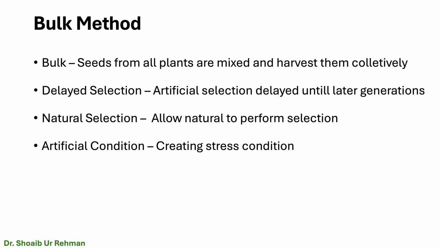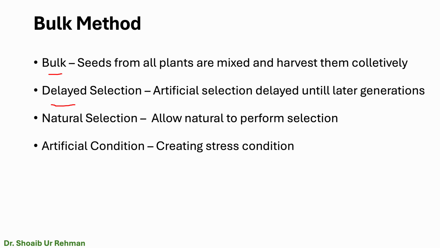To understand the detailed concept of the bulk method, let's divide it into different terminologies. The first one is the bulk, which means harvesting all the seeds from all plants of one generation and using those seeds to grow the subsequent generation. The second one is delayed selection. Basically, the bulk method is divided into two major categories on the basis of delayed selection. The first one is the short term bulk method, in which we delay our selection until the F6, F7, or F8 generation. But in the long term bulk method, we delay our selection until the F30 generation.